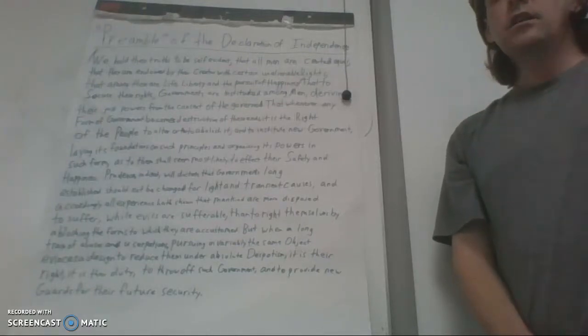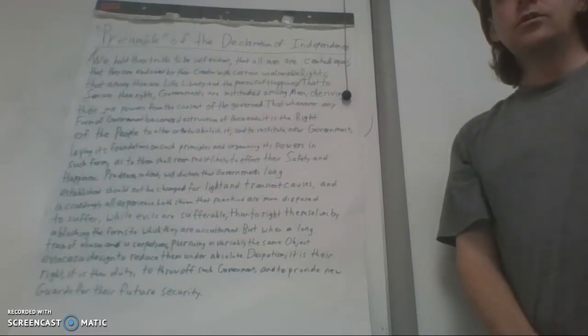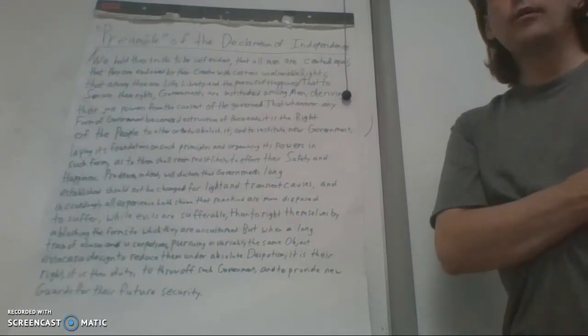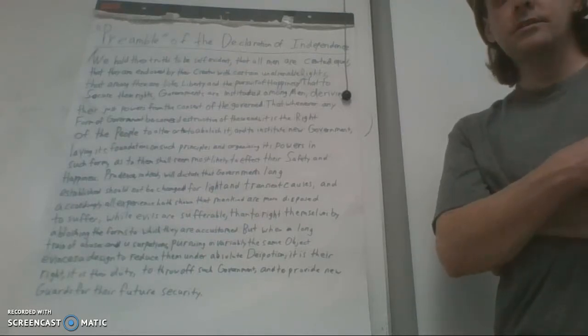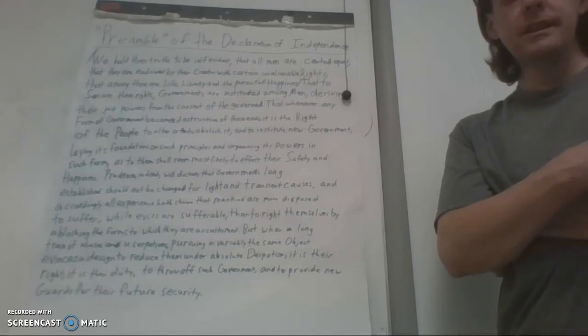Hi class. We've been looking at social studies and trying to think like a historian. One of the things that historians do is they look at primary source documents. And so today we are going to be looking at the preamble of the Declaration of Independence.